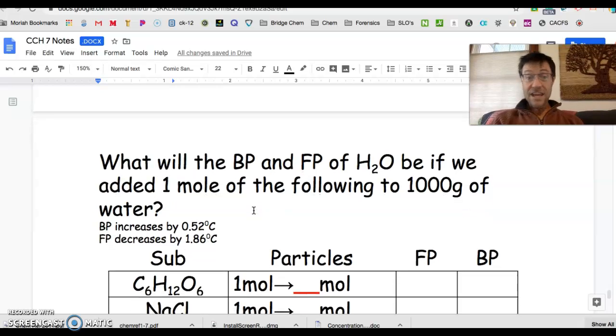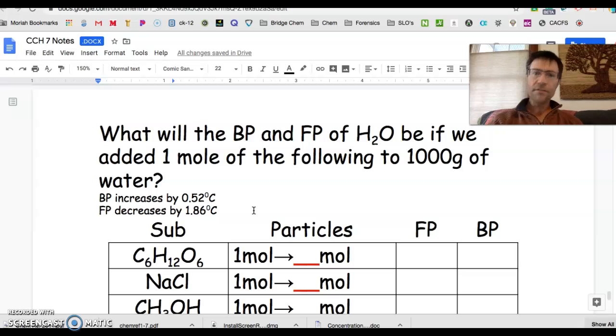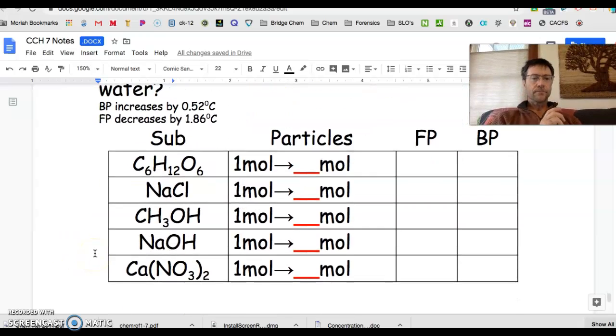So the question is, what will the boiling point and freezing point of water be if we added 1 mole of the following to 1,000 grams, or 1 liter, or 1,000 milliliters, all the same thing, of water? And I put right down here a little reminder that the boiling point is going to increase by 0.52 and the freezing point is going to decrease by 1.86. It'll always be given to you, so you don't necessarily need to remember that. But here's what I do need you to be able to do: I need you to look at this.